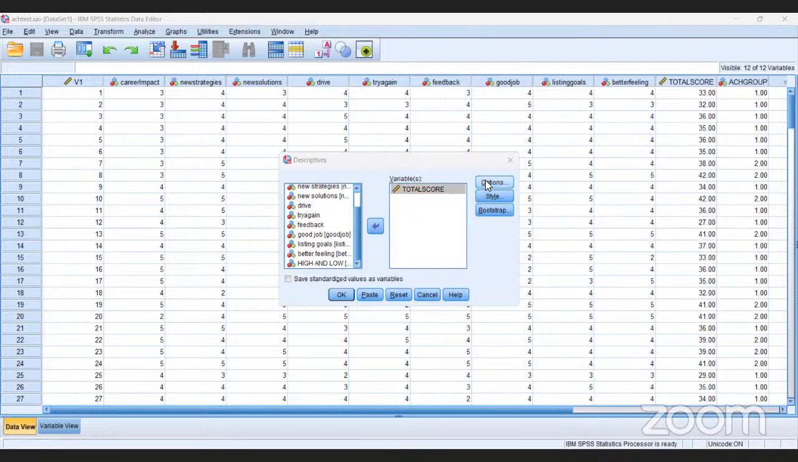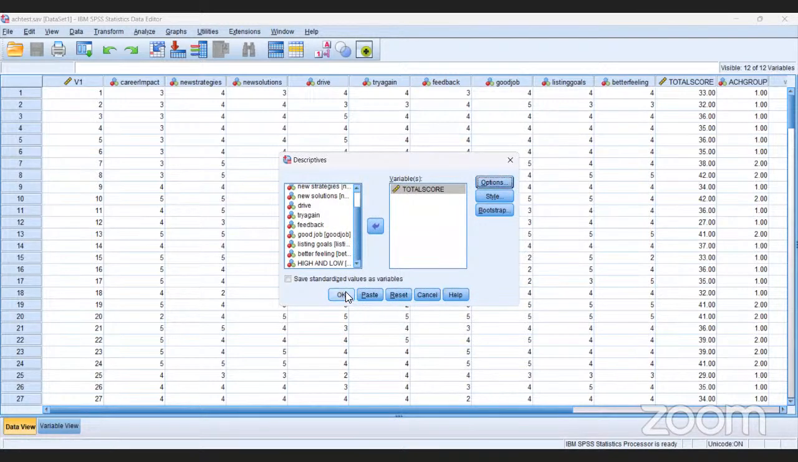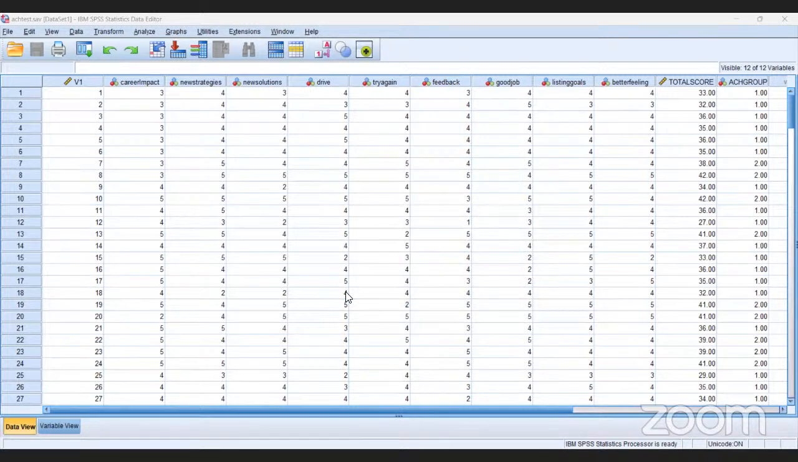Now, here I can find out options. Skewness, kurtosis, and many things are there. Initially, I am checking the dependent variable. The dependent variable is total score. So I find very less standard error. In case of the skewness and kurtosis, is it visible?